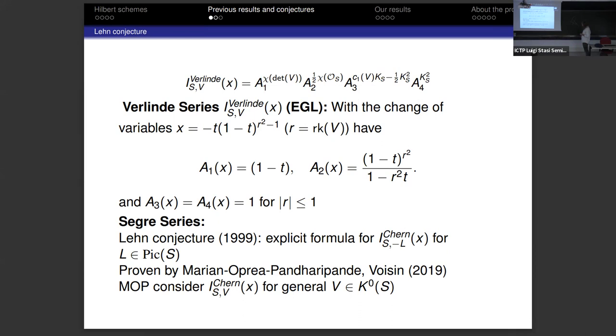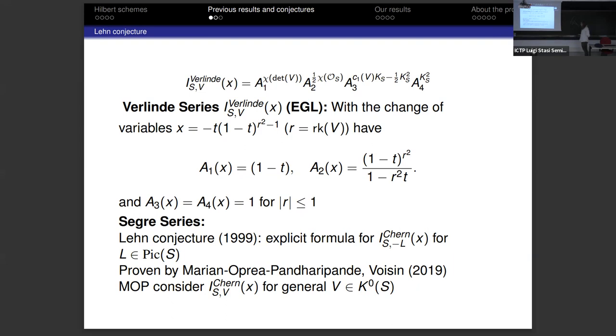And this took 20 years to prove. It was proven by Marian, Oprea and Pandharipande, based on an idea of Voisin, so it's a rather tricky geometric proof, somehow working on the Hilbert scheme of a K3 surface.